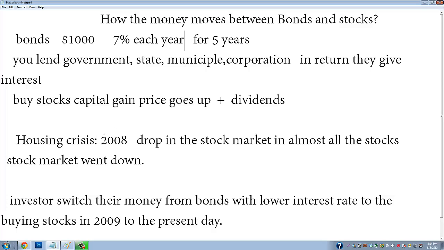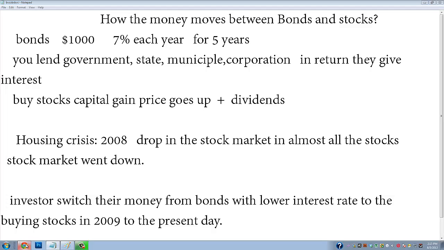Now what happened in 2008? We have what we call the housing crisis, and there is a general crisis in the stock market. Most of the stock market has a problem and the prices go down. So 2008 was a crisis, a small catastrophe for all the economy. There is a drop in almost all the stocks, and the stock markets go down.